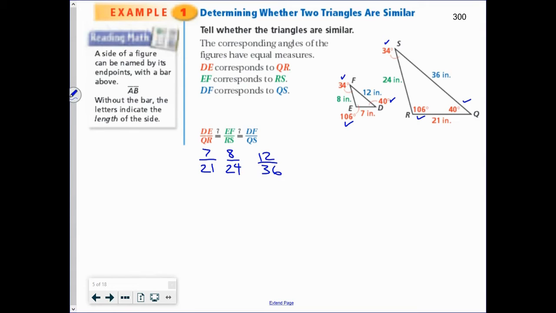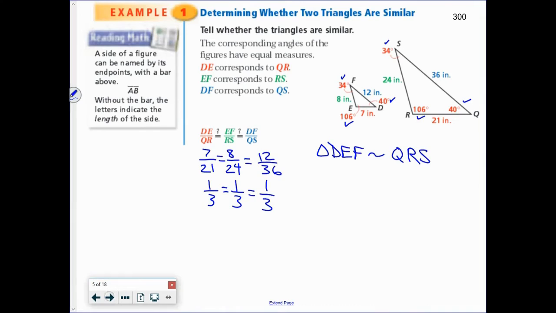7 goes into 21 3 times. So 7 over 21 is the same as 1/3. 8 goes into 24 3 times. So 8 over 24 is the same as 1/3. And 12 goes into 36 3 times. So 12 over 36 is equal to 1/3. Since those are equal, that means these are equal, which means our two triangles, triangle DEF, let's go in alphabetical order, is similar to triangle QRS.